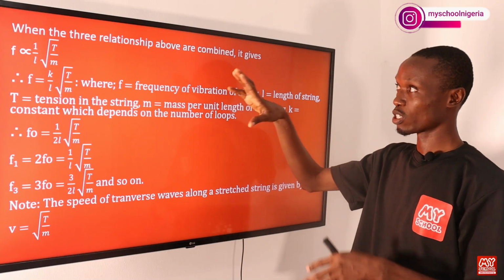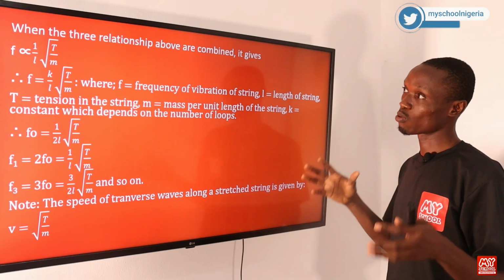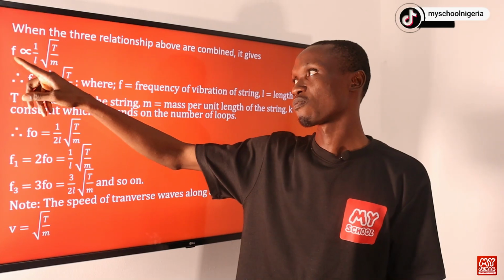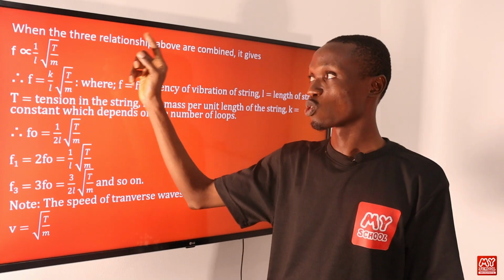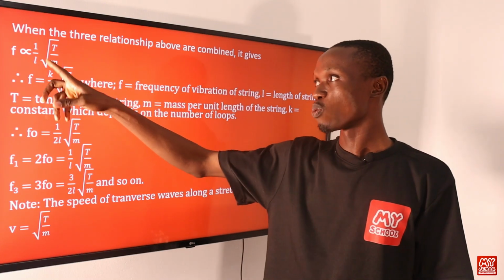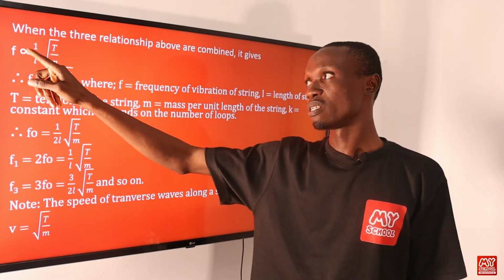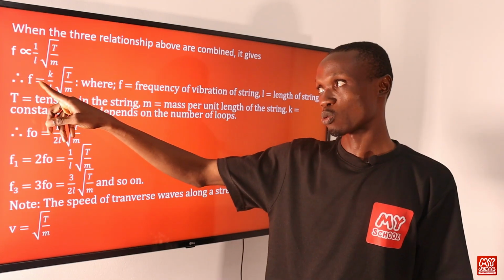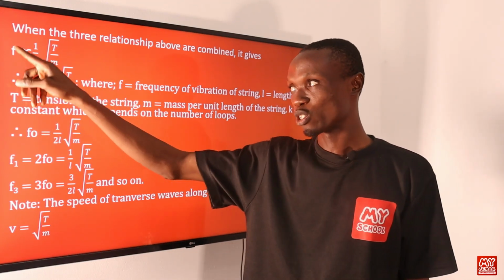So when the three relationships we discussed earlier are combined together, we obtain F is proportional to 1 over L, times the square root of T over M. Of course, here we need to introduce a constant. Once we introduce a constant, the proportionality symbol changes to an equals sign, so here we obtain an equation, whereas before it was only showing a relationship.